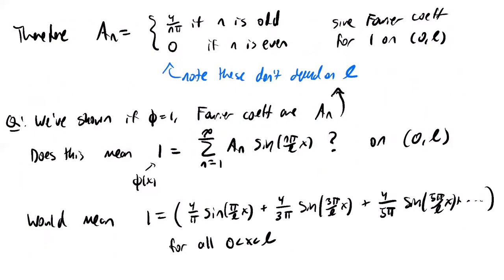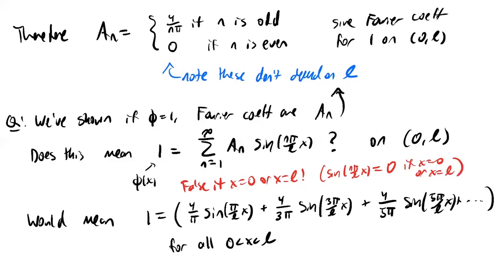The thing to point out is that this is false if x is equal to 0 or x equals L. If I plug in x equals 0, I just get 0 for every term. And if I plug in x equals L, I also get 0 for every term. So sine of n pi over L times x is always 0 if x equals 0 or x equals L. If I'm adding infinitely many zeros, it still adds up to 0, and so I would have 1 equals 0, which is not possible. So this tells you it's not true if x equals 0 or x equals L. But this doesn't mean that it's false in between those points. It could still be true.